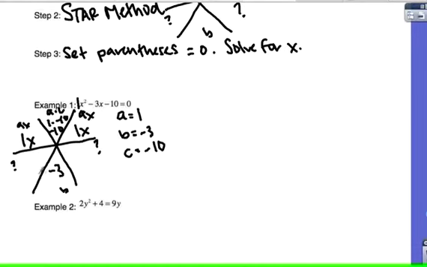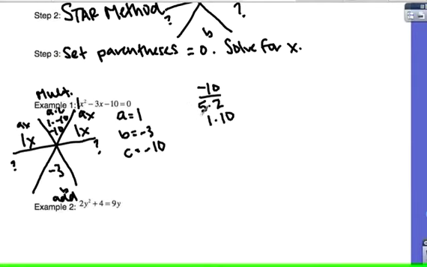So we want to get our magic numbers now, and to do that we have to find 2 numbers that will multiply to give us negative 10, but that will add to give us negative 3. So over on the side, things that multiply to give us negative 10 would be 5 times 2, 1 times 10. I know that in order for it to be a negative, one of my numbers has to be negative when I write down my factors.